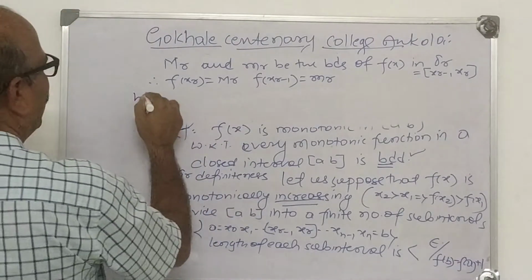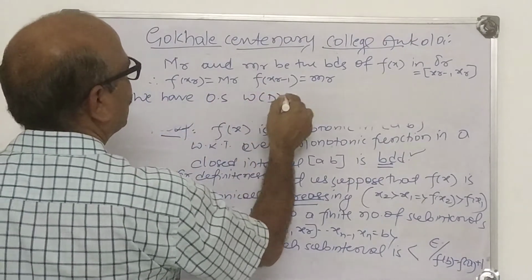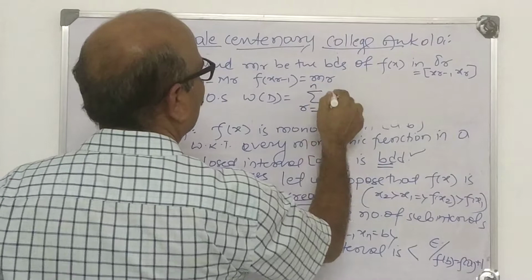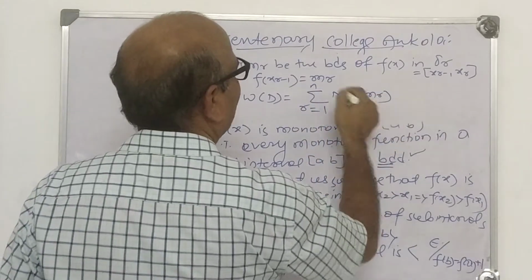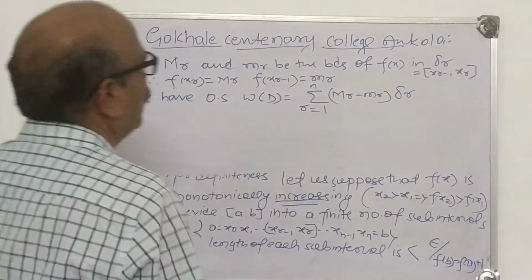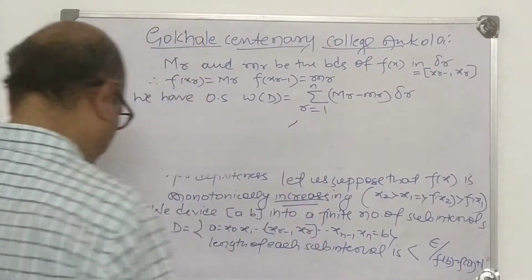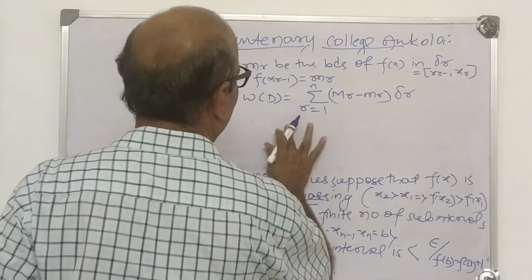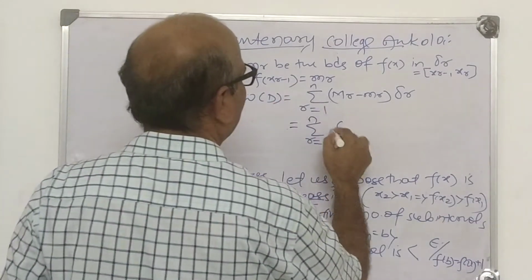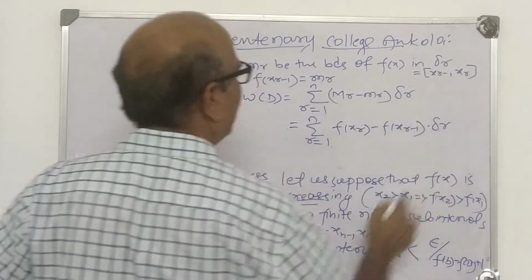Now, the oscillatory sum of f(x) corresponding to this division, how to define the oscillatory sum? It is the sum from r equal to 1 to n of capital Mr minus small mr times delta r. This is the oscillatory sum. Now, it is sigma r equal to 1 to n, and capital Mr minus small mr is f of xr minus f of x(r-1), times delta r.